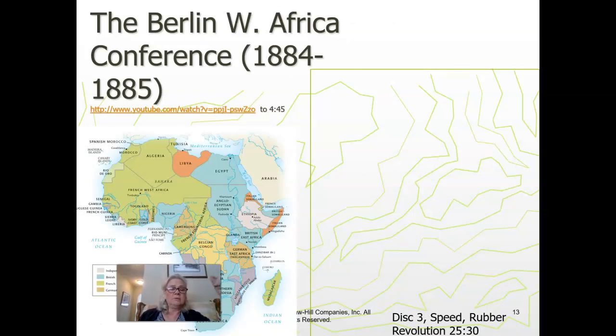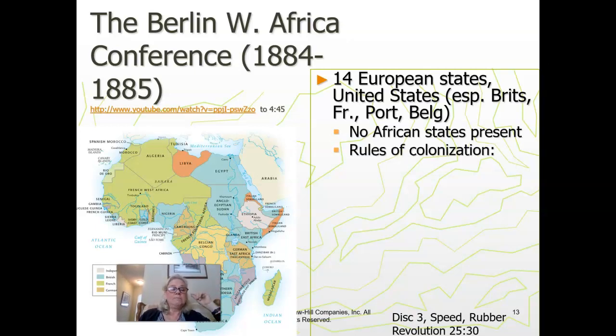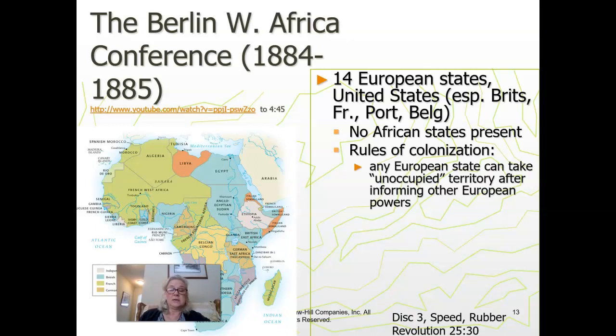The Berlin West Africa Conference is probably the most important thing you need to know about when it comes to colonizing Africa. At this conference, there were 14 European states represented. The United States was there as an observer only. The British, the French, Portuguese, and the Belgians were the states that were particularly interested in dividing up Africa. There were no African states present, no African people present, but they established the rules of colonization.